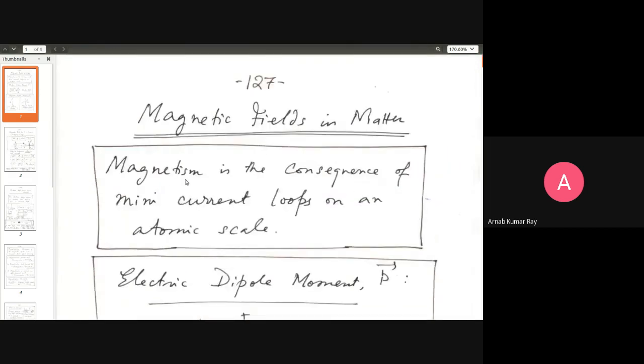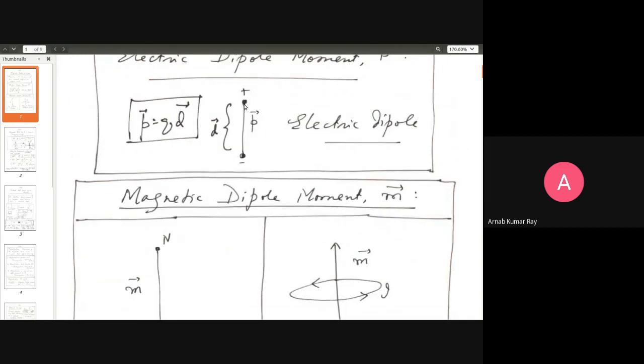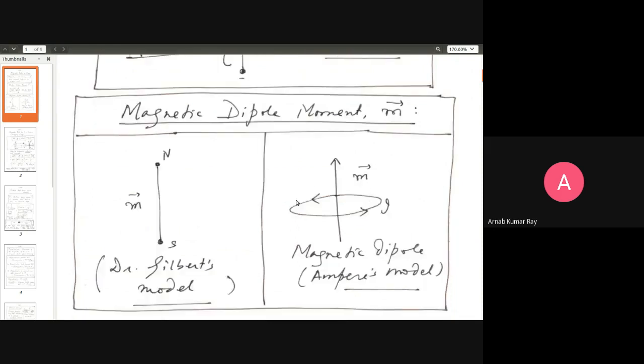A magnetic dipole will reflect the fact that it is the consequence of a mini current loop on an atomic scale. Here it is. You have a current loop going round and round. I is the current. The magnetic dipole will look like this. An electric dipole will look like this: two black dots at the end of a rod. A magnetic dipole will look like a circle with an arrow sticking above. That is the correct way to think of a magnetic dipole, not like this. So this is Ampere's model of a magnetic dipole moment.